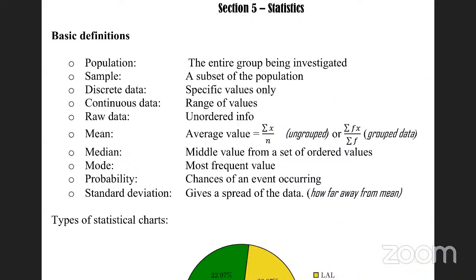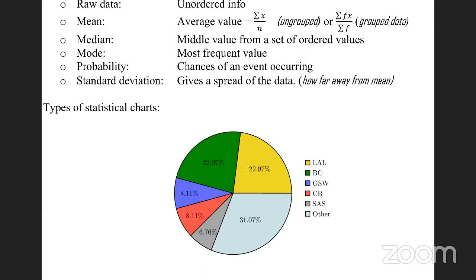That's just some quick definitions for us to run through. Standard deviation is how far away the values are from the mean. You paying attention? How far away the values are from the mean.